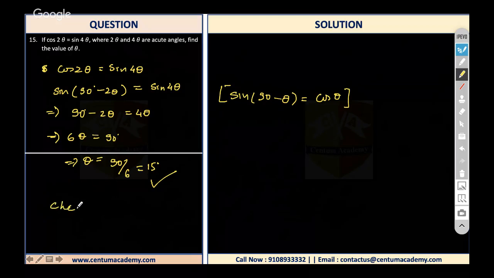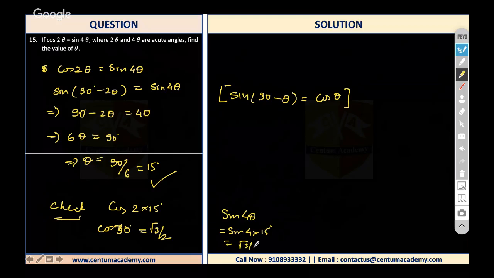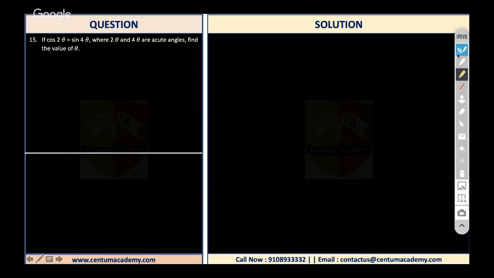Always try to check. How did I check? I put the value of cos 2 theta. So cos 2 theta is cos 2 into 15 degrees, which is cos 30, sorry. So cos 30 is root 3 by 2. And sine 4 theta is sine of 4 into 15 degrees, so sine 60, which is root 3 by 2. So check. Okay, done. So quickly, let's now move on to heights and distances, I believe.